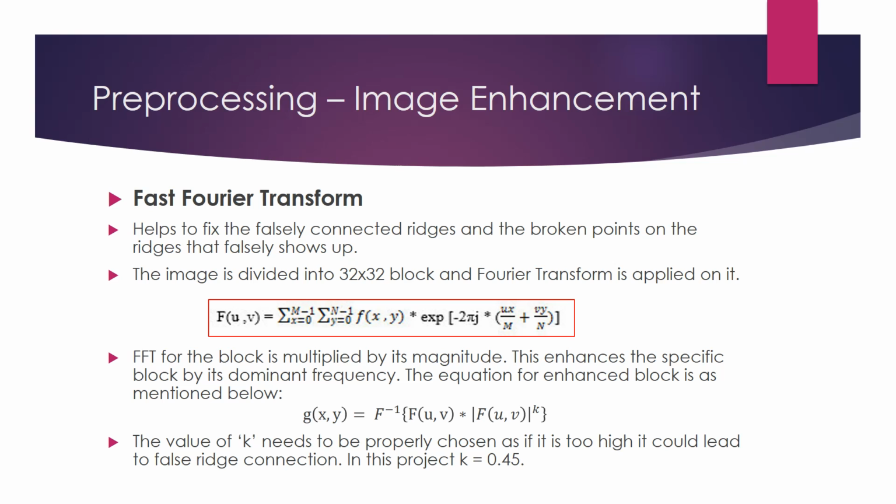The value of k needs to be properly chosen, as if it is too high it could lead to false ridge connections, which of course we don't want. So in this project we have experimentally found out that k equal to 0.45 gave proper results.